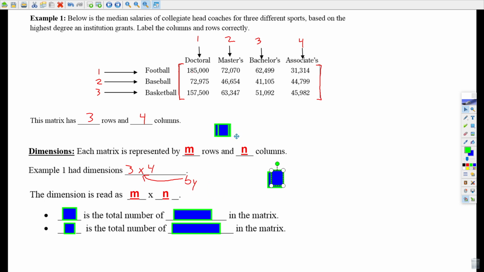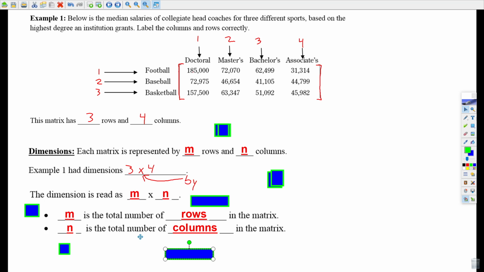So the dimension is read as M by N. And just to reiterate, M is the total number of rows in the matrix, and N is the total number of columns. So rows always go first and then columns.